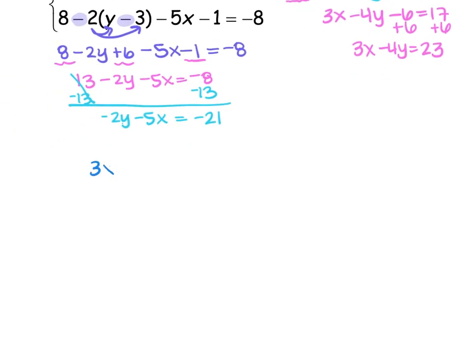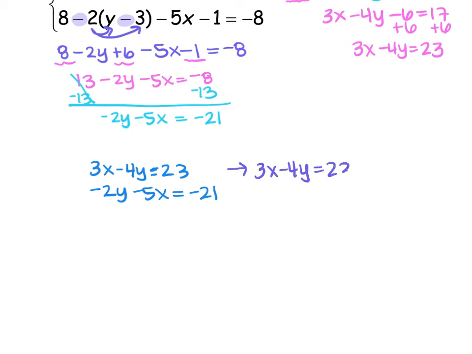3x minus 4y is equal to 23. And negative 2y minus 5x is equal to negative 21. So the way I wrote that didn't stack the variables correctly. I was just recopying what I had written above. So I'm going to switch the order of the variables in the second equation so that the x's and the y's are stacked correctly. Negative 5x minus 2y equals negative 21.